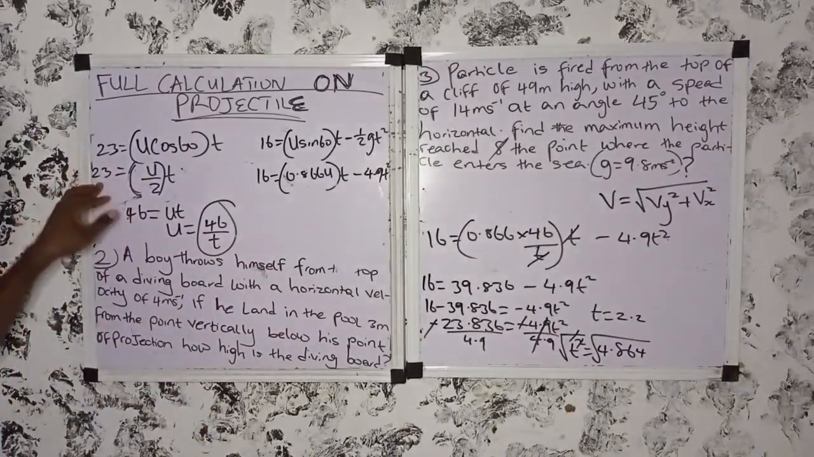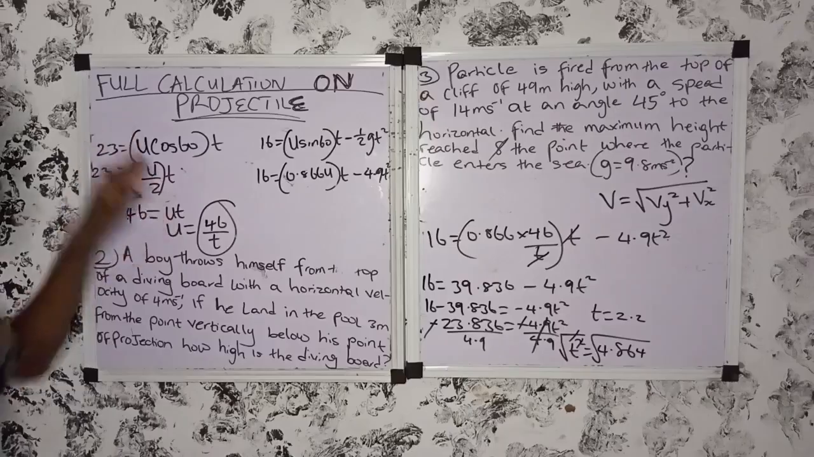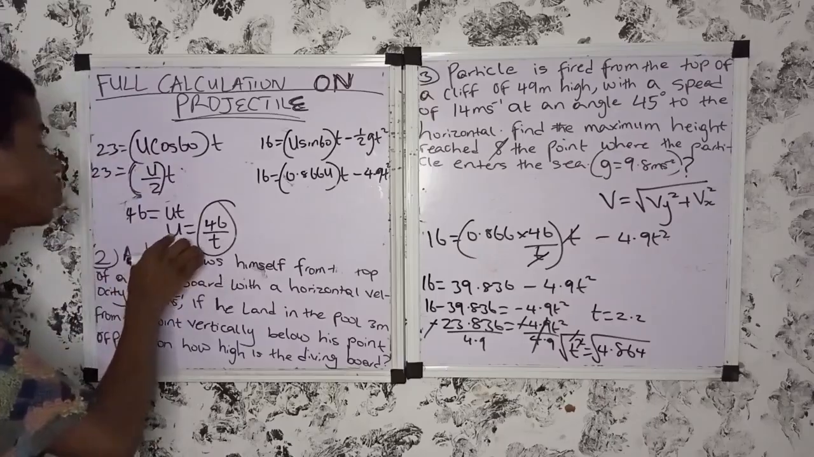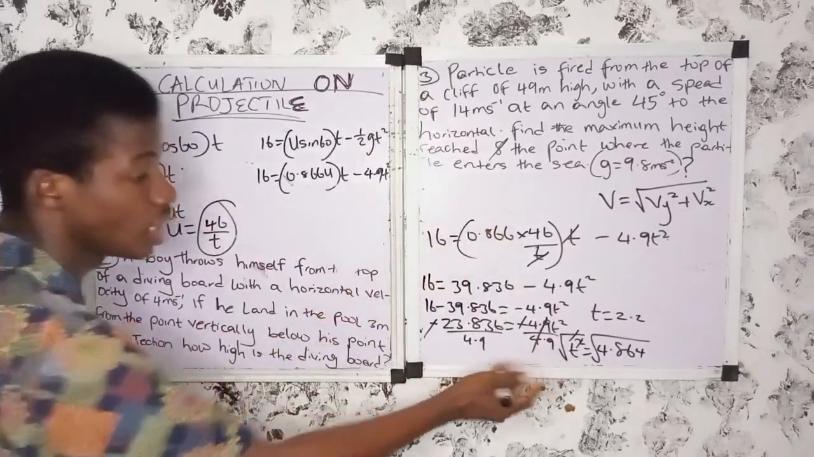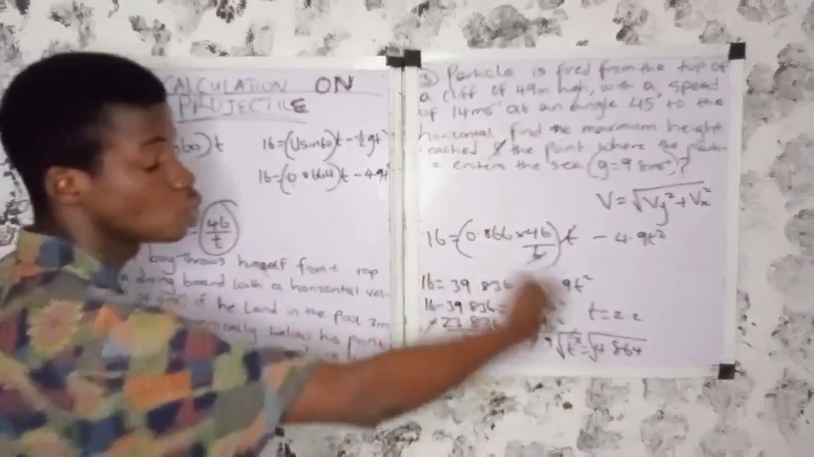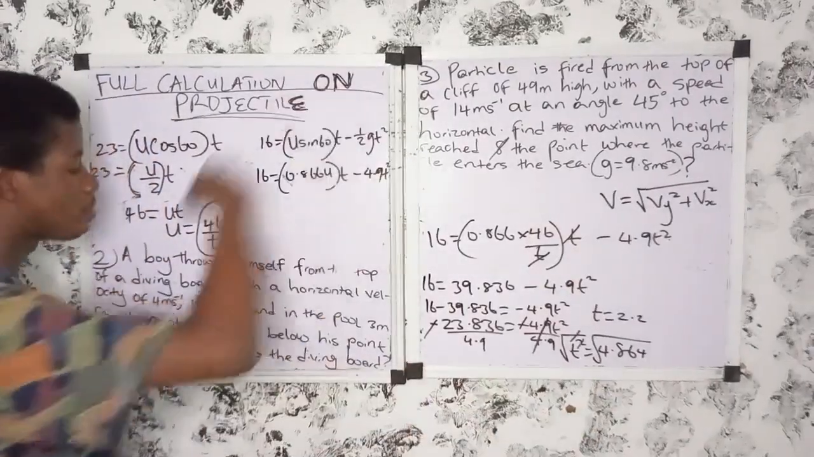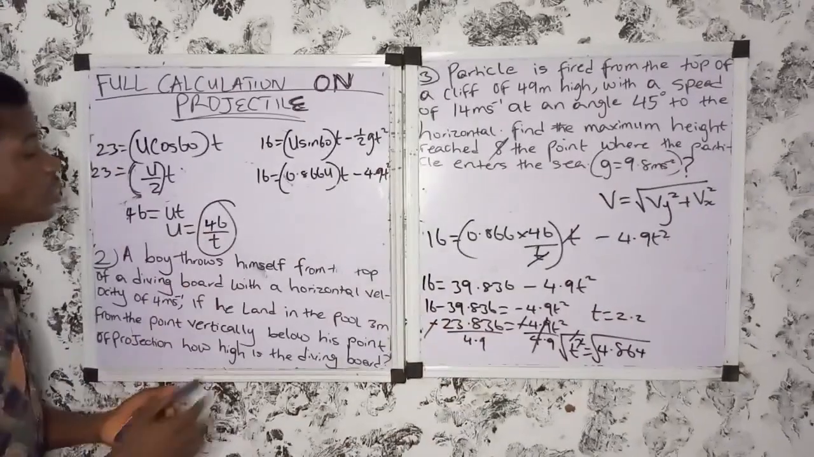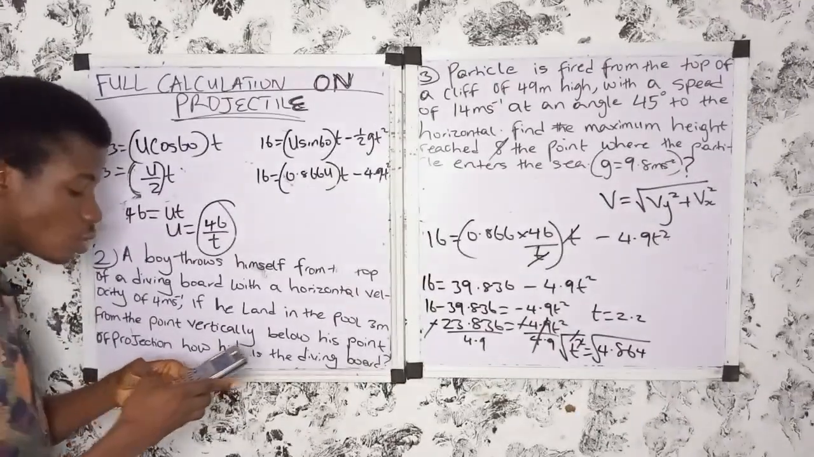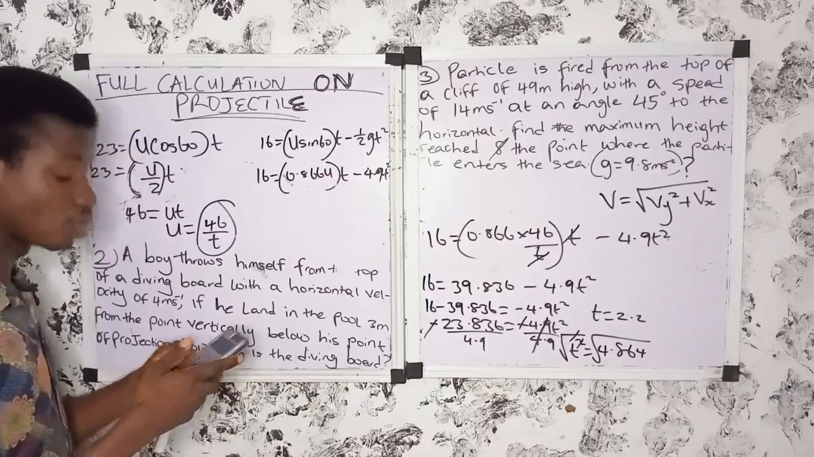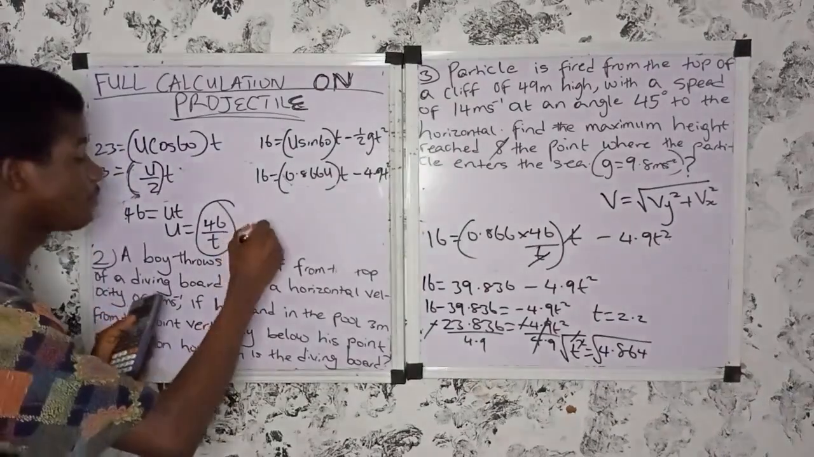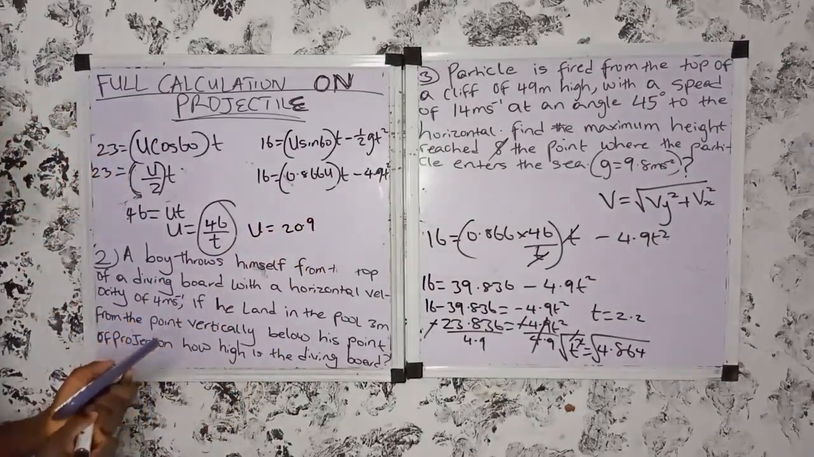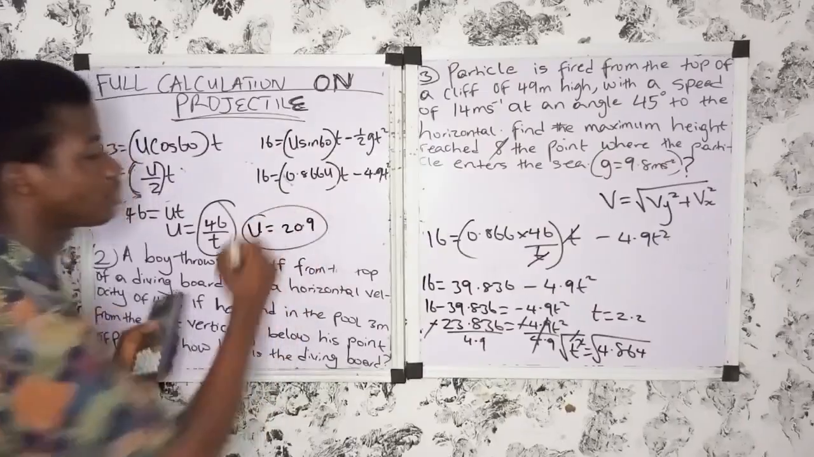Based on the fact that we have 23 equals u over 2 then t, we used u to look for t. So we have gotten our t. Our time is 2.2, right? So now let's go back to this part. Since our time is 2.2, 46 over 2.2 gives us 20.9. So the initial velocity is 20.9.